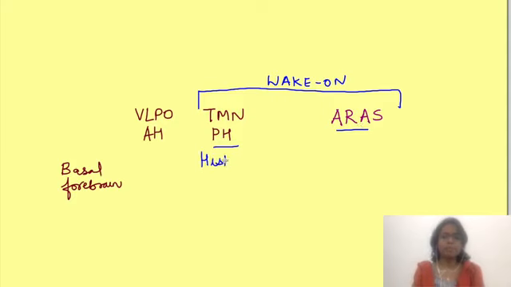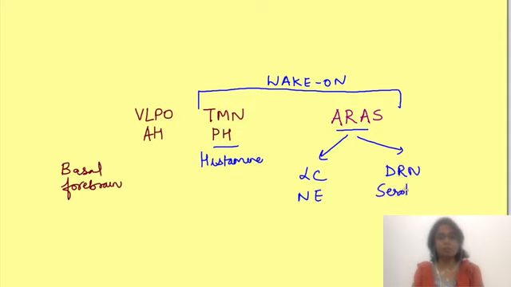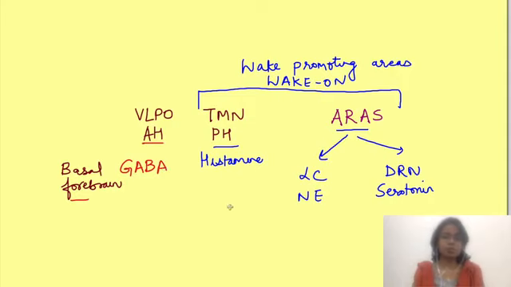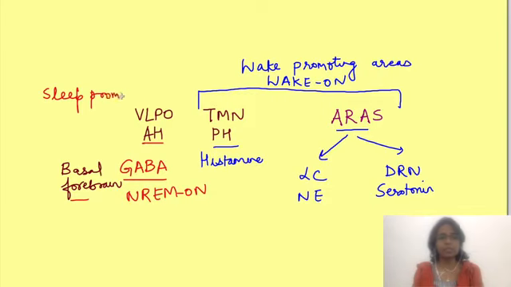Posterior hypothalamus has histaminergic neurons, and in RAS there are two areas. One is locus coeruleus with norepinephrinergic neurons and the other is dorsal raphe nucleus which has serotonergic neurons. So all these neurons are wake-on neurons and we can call these wake promoting areas. Then this anterior hypothalamus, that is VLPO, and basal forebrain have GABAergic neurons, that is neurons which release GABA and are active during NREM phase of sleep. So these are NREM-on neurons. So we can call this area a sleep promoting area.